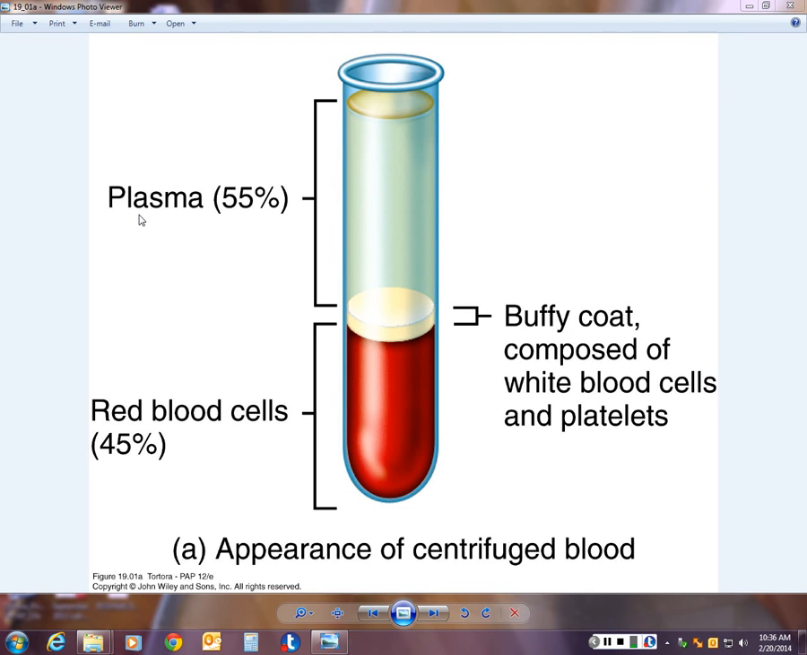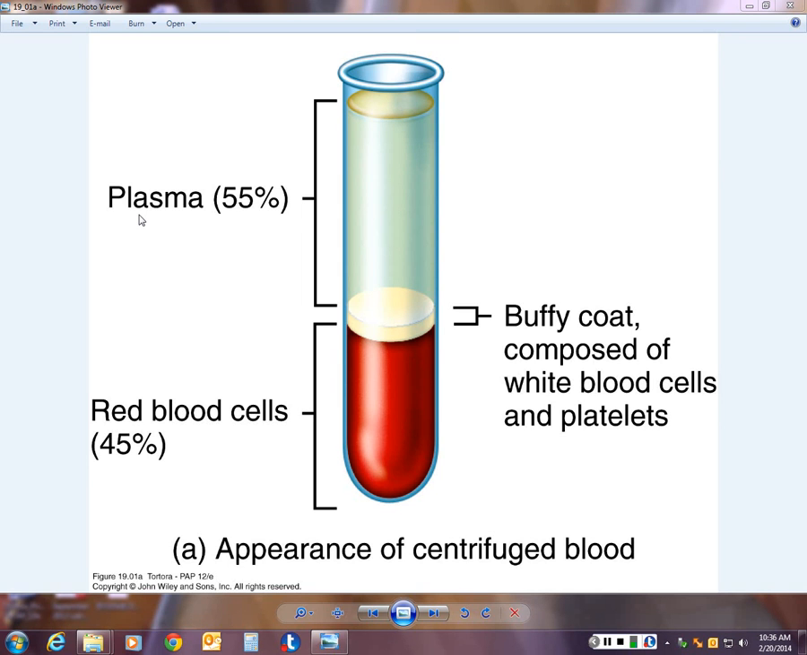Now you have to keep in mind, blood is a connective tissue. And when you look at any connective tissue, it's going to have two major parts. You're going to have the extracellular matrix, and you're also going to have the cells. And in the case of blood, we need to also say cell fragments. So the plasma is a liquid extracellular matrix of blood. It accounts for about 55% of the total blood volume.